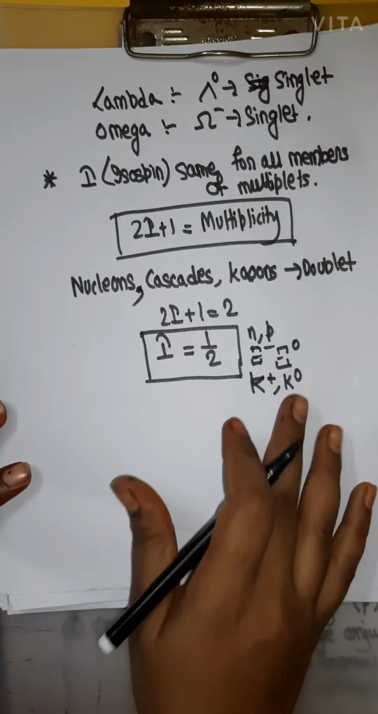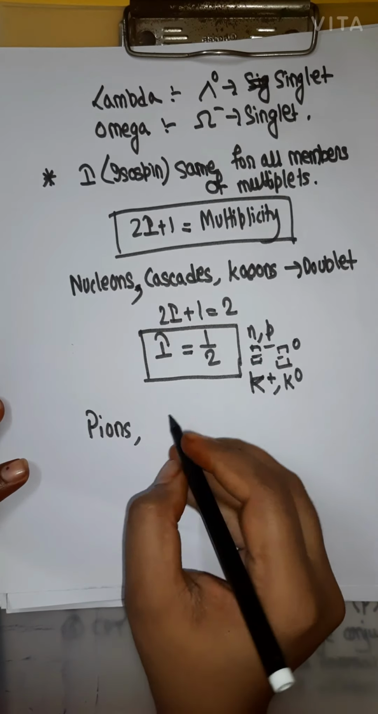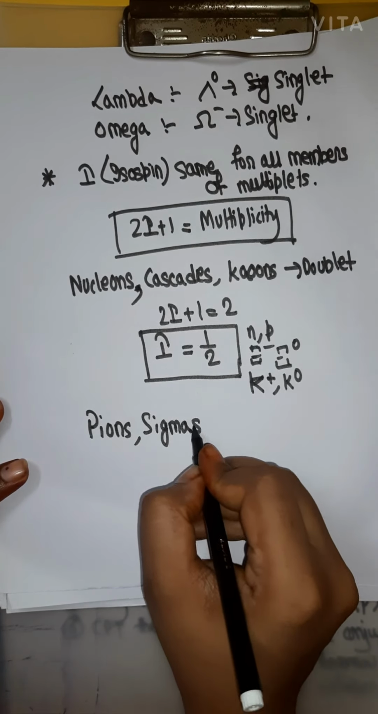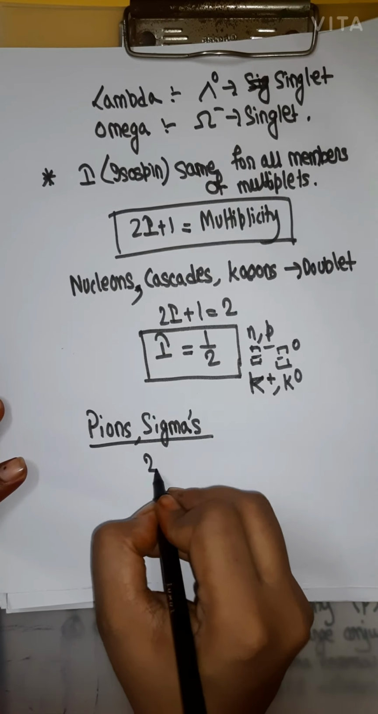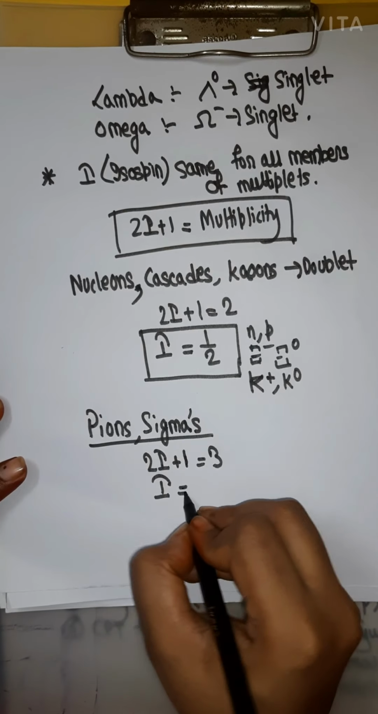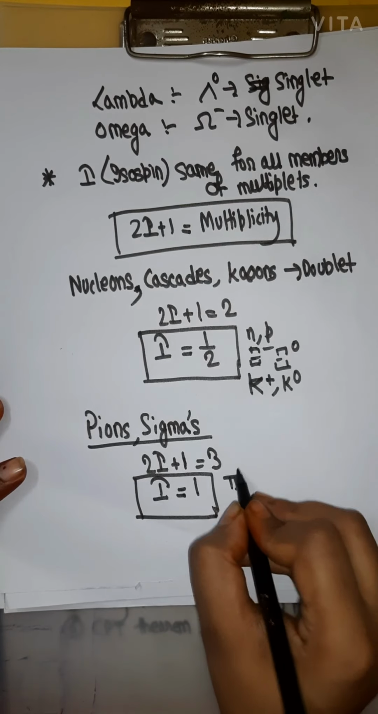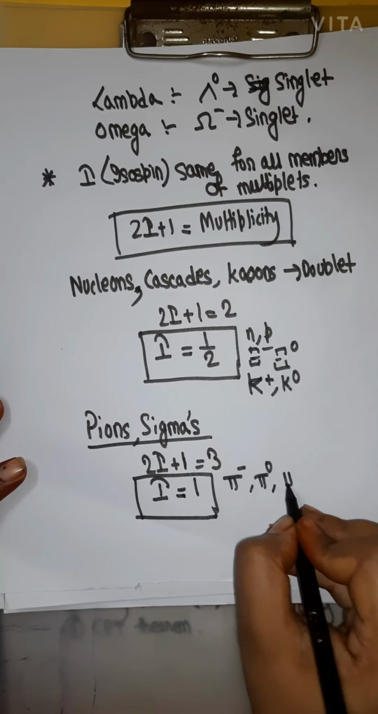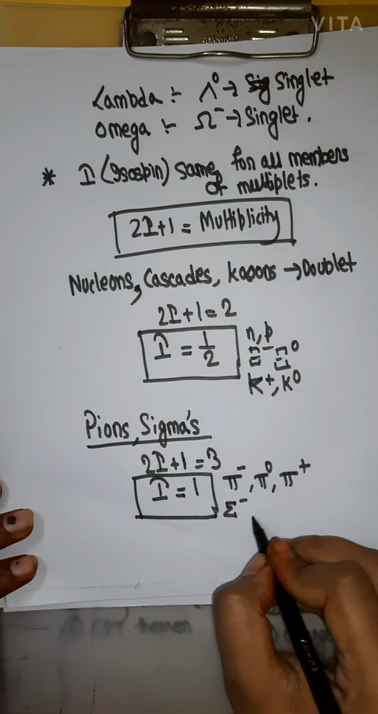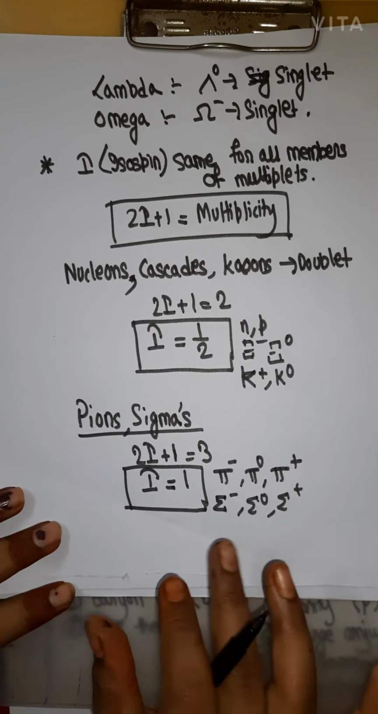Now we will write all the triplets which we have known. Let's say pions, sigmas. For these 2I plus 1 will be equal to multiplicity 3. From here I we will get as 1. So I is equal to 1 for pi minus, pi 0, pi plus, and for sigmas too, that is sigma minus, sigma 0, sigma plus. So for triplets I will be 1.